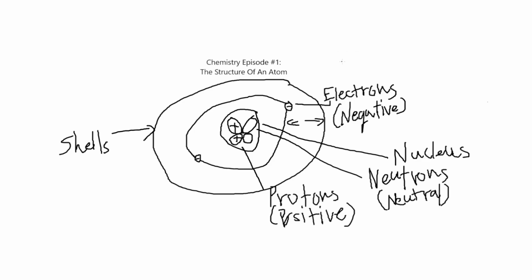Chemistry episode number 1, the structure of an atom. The key takeaways are protons are positive, neutrons are neutral, and they make up the nucleus that the negative electrons orbit in these things called shells, right?